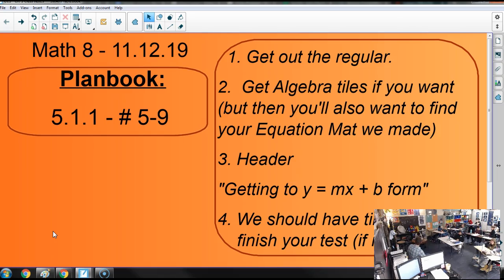But today, exactly as the header says, we are getting to y equals mx plus b form. Because equations, sometimes people get stuck thinking, oh, it looks like that, so it's an equation. Well, sure, you can say that, but because it's an equation doesn't mean it will look like that. So when we see things, often they are given to us in standard form.